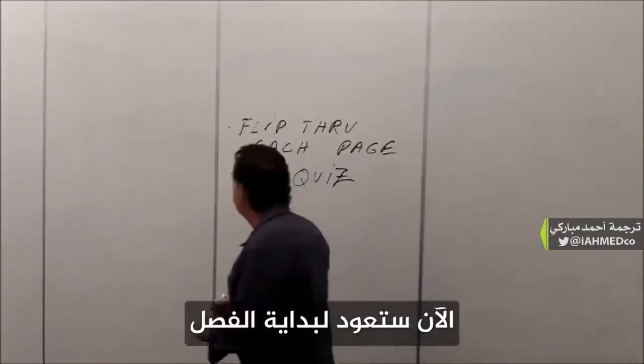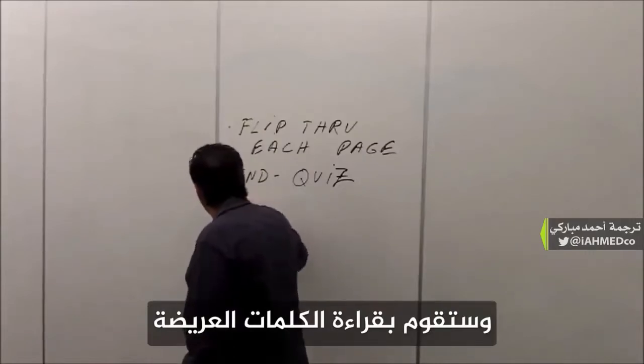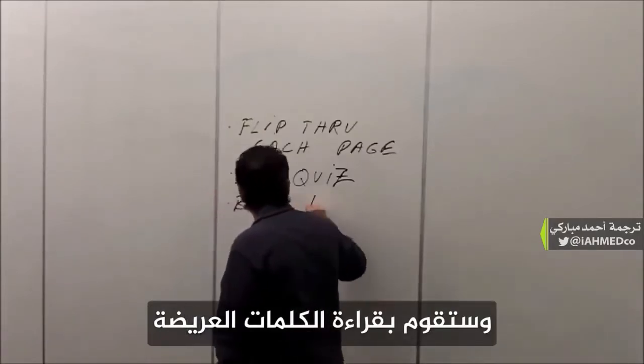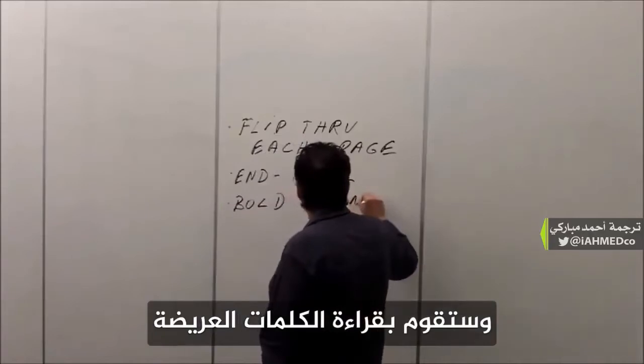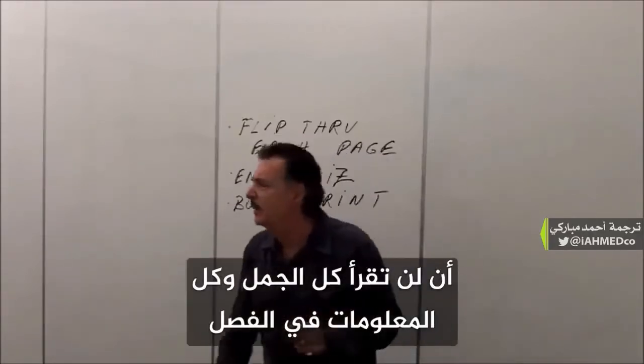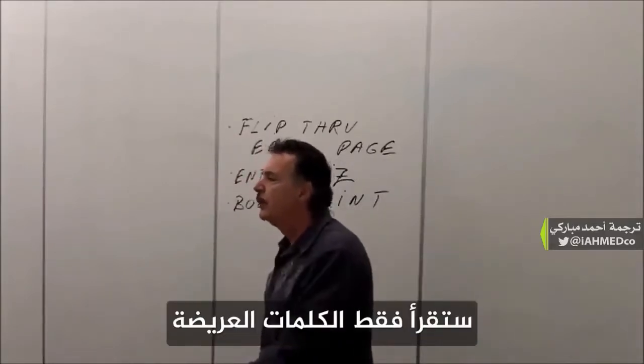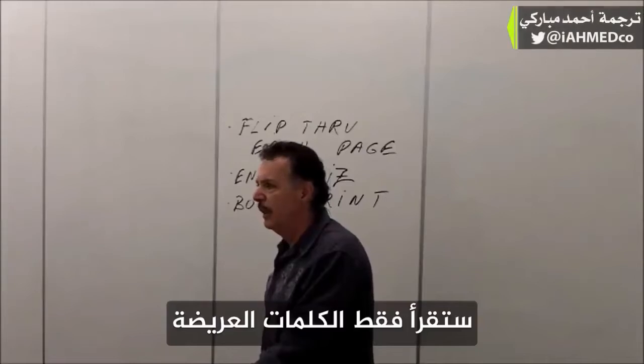Now you're going to go back to the beginning of the chapter and you are going to read the bold print. You're not going to read all the sentences. You're not going to read all the information in the entire chapter. You're just going to read the bold print.